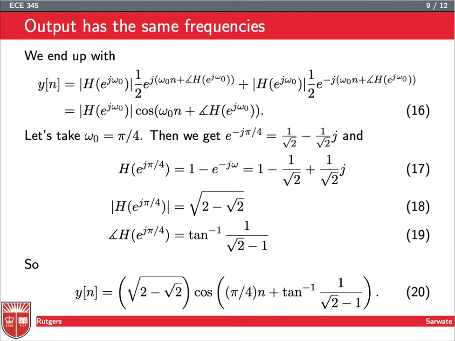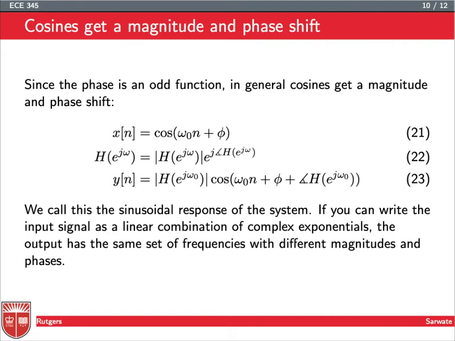And then we can calculate the magnitude and phase from the Cartesian representation here. So we get the magnitude and the phase, and then we just plug it in: magnitude times cosine of π/4 n plus the phase. And we're done. Basically, we just have to calculate some complex numbers. And so that sum of two cosines, which we had before, we can now write as just one cosine. Okay, so in general, because the phase is an odd function, and this is if you prove things in general, cosines are going to get a magnitude and phase shift.